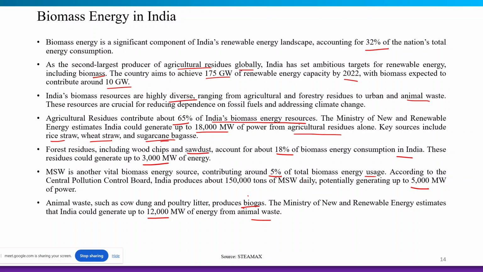Those are required, and also sources like municipal solid waste or animal waste are used for other valuable production like biogas generation and other energy generation purposes.